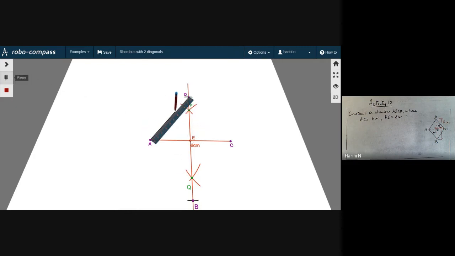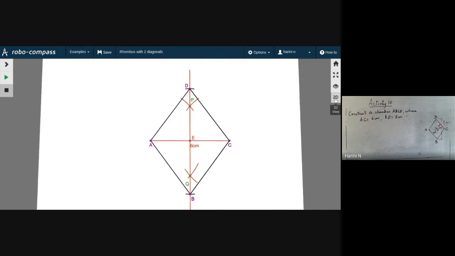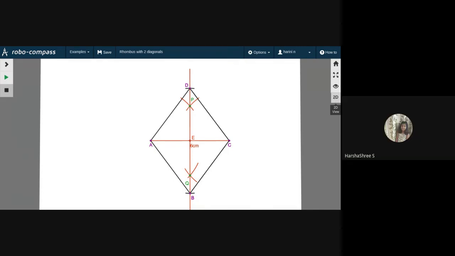Join all the four vertices: AB, BC, CD and DA. Your rhombus is ready. Now measure all the four sides of the rhombus and tell me what the length is. Measure the sides AB. All sides are 5 centimeter, ma'am.